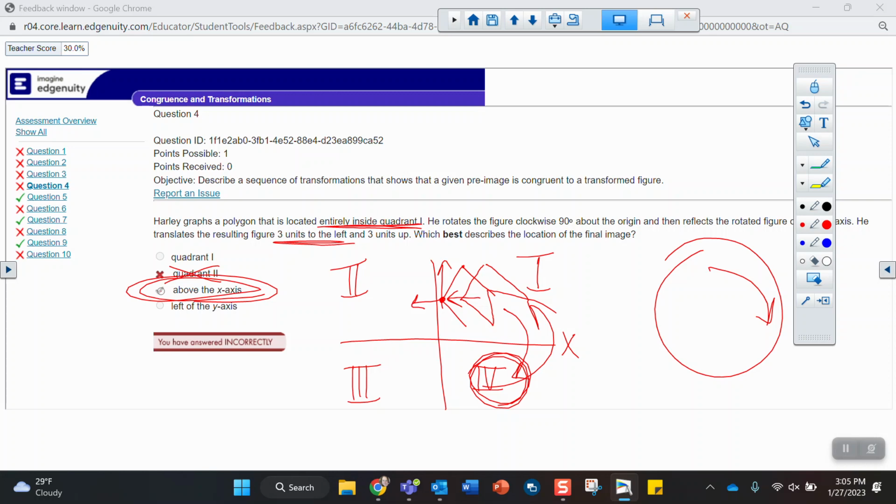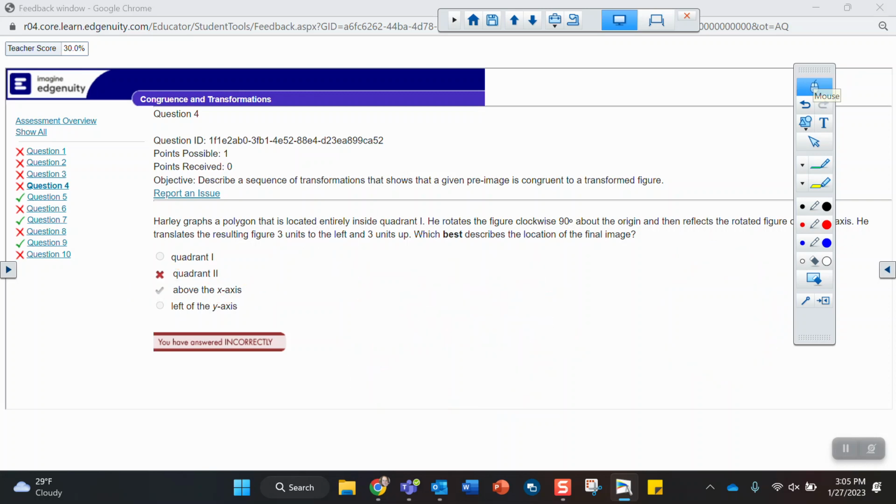It could still all the way be in quadrant 1, and it could be in both, right? It could be actually on the y-axis. The shape could have been somewhere here. We don't know how far away it was from the y-axis to start, so we can't say that it's in quadrant 2.